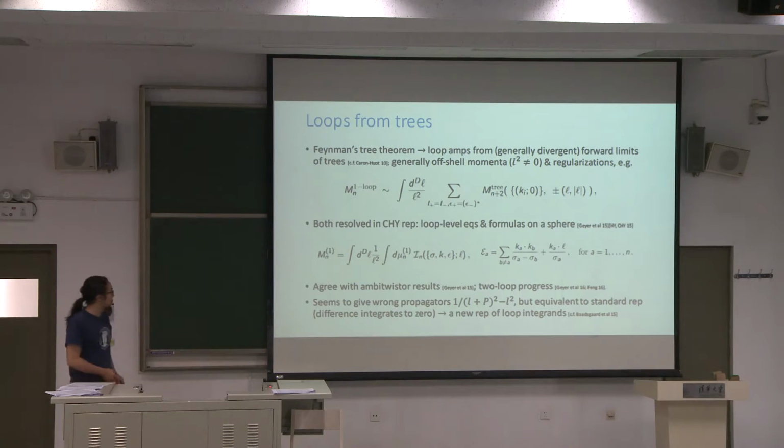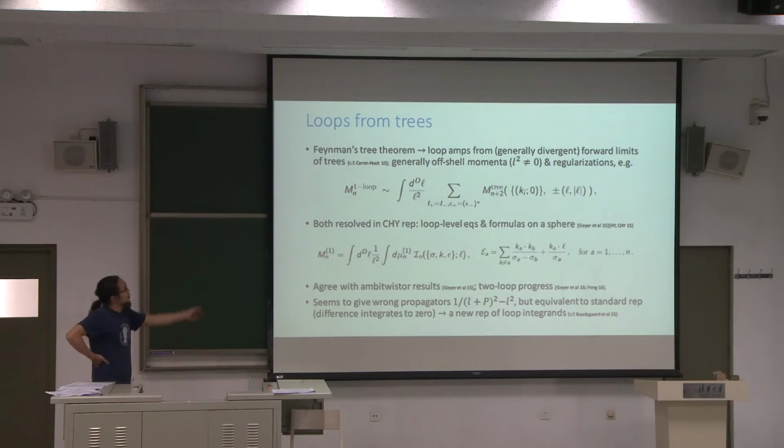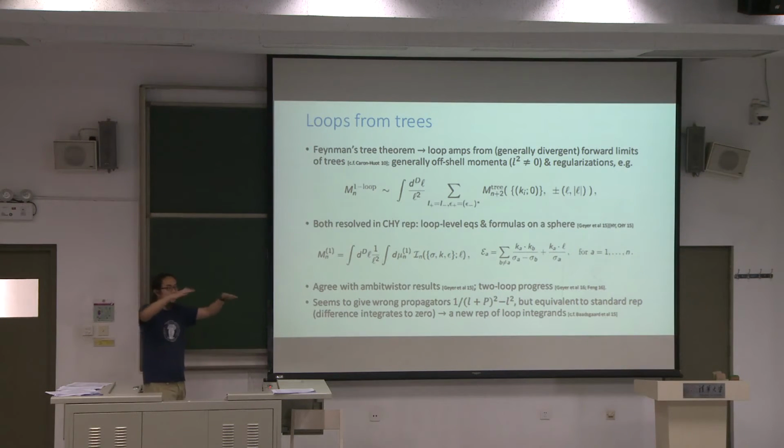So how about loop level? All I've been talking about is tree level, but actually there's a very natural way to go to loop level, which is through Feynman's tree theorem. You can write loop amplitudes from the forward limits of tree amplitudes. Imagine you take n plus 2 particles at tree level, and you take the forward limit of the additional two guys. You can actually obtain all the Feynman diagrams at one loop level. However, this is problematic in general because you run into divergences, so you need regularization. And also you need off-shell momenta for the additional two guys because your loop momenta are generally off-shell. So this is the expression.